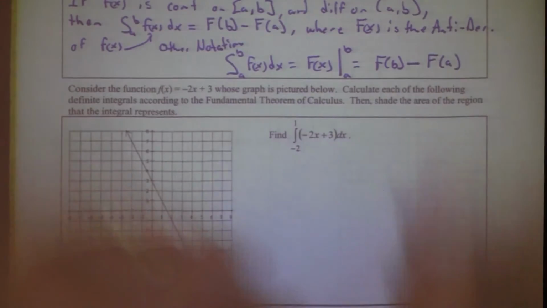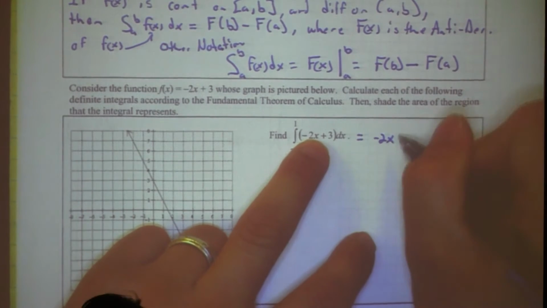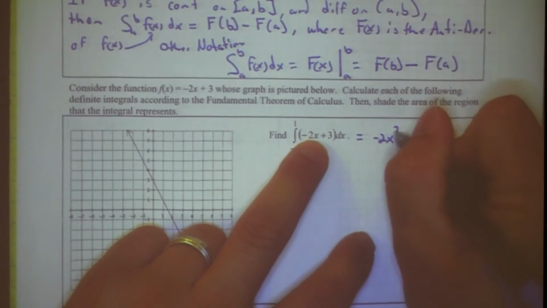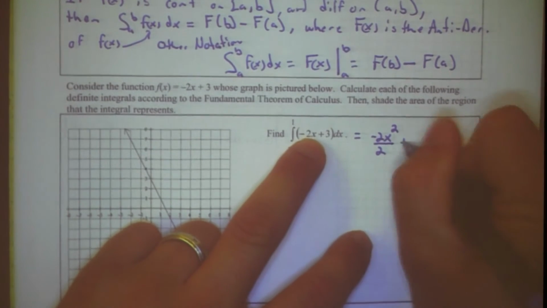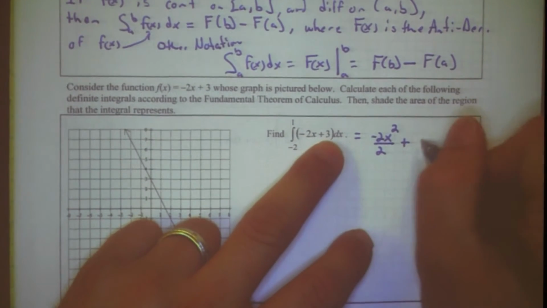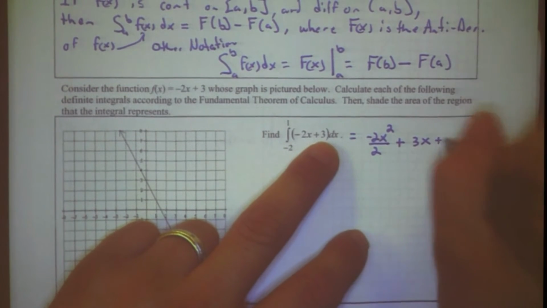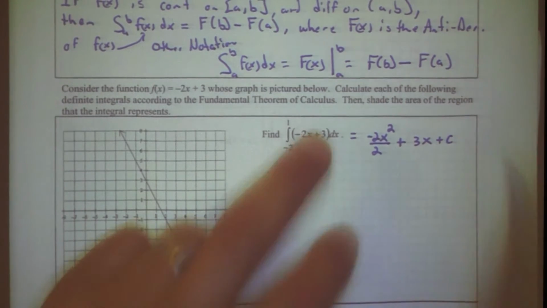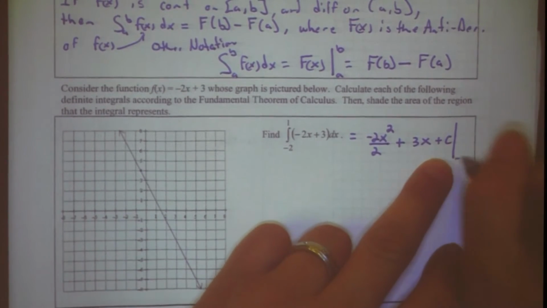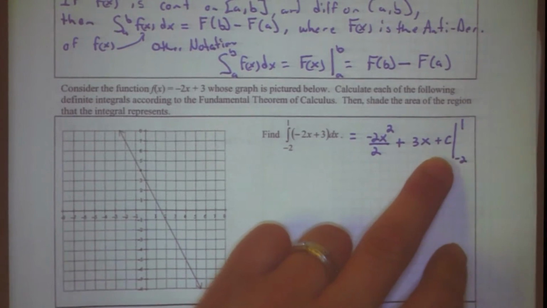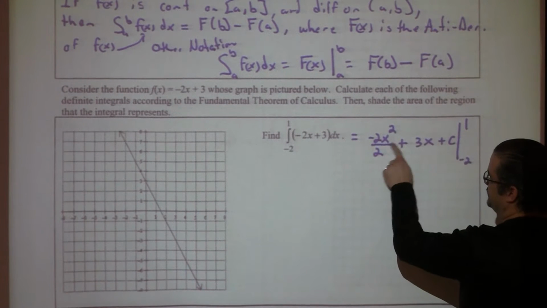So let's do that. Let's add 1 to this power right here. -2x, if we add 1 to it, what do we get? A 2, and we divide by 2, right? Plus, this would end up being 3x, and then we would say plus what? Plus c, right? And we're going to evaluate that from where to where? -2 to 1. What we wrote right here, Alejandra, is our antiderivative.